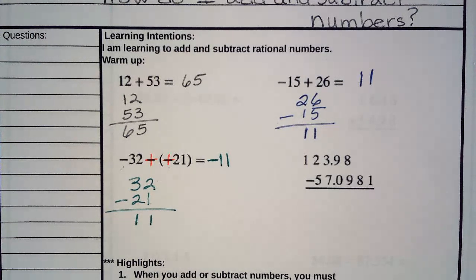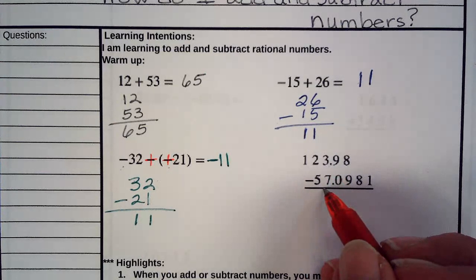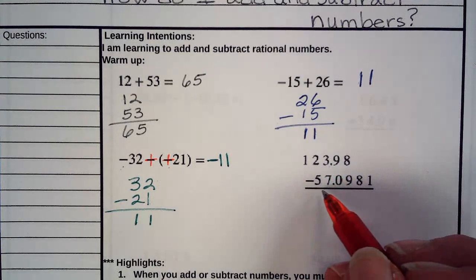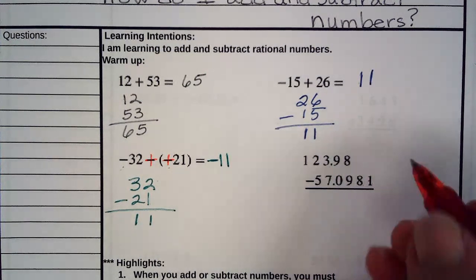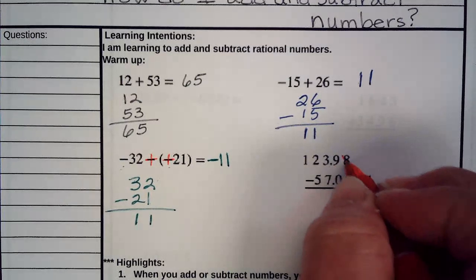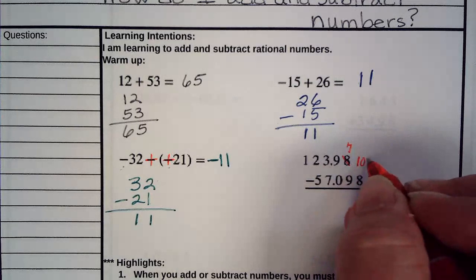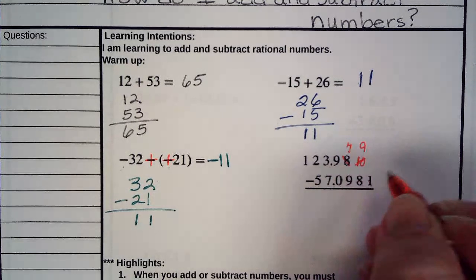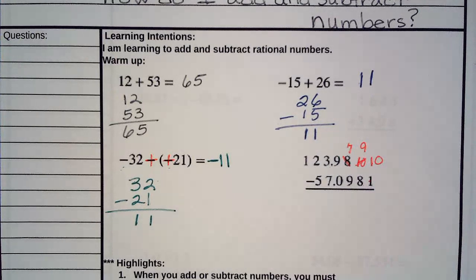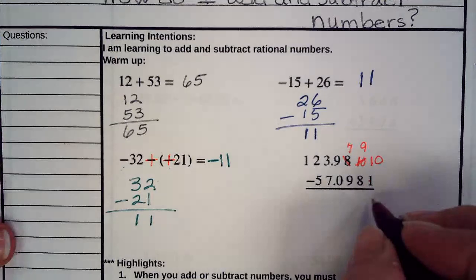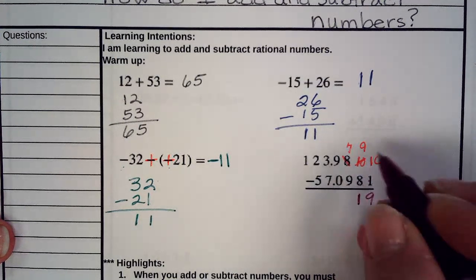For the next one, I'm subtracting. 123 is greater than 57, so I know I've got it set up right. But look, I've got 2 more numbers here. So now I have to borrow. From the 8, I have to borrow 1, and this becomes 10. From the 10, I have to borrow 1, and this becomes 9. And then my last number will be 10. 10 minus 1 is 9. 9 minus 8 is 1.